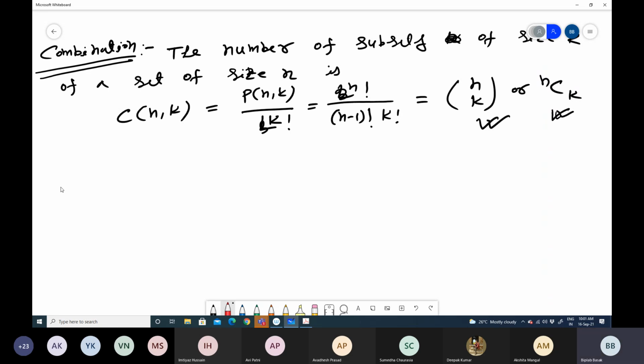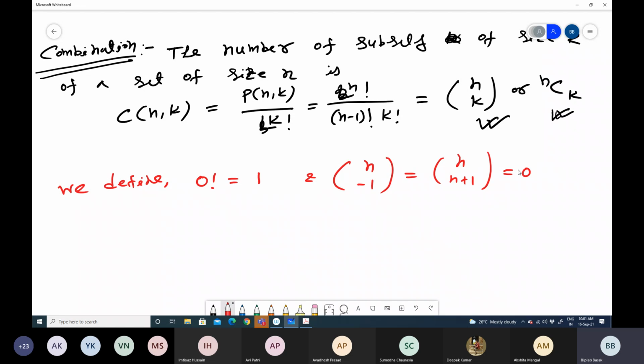So this is a definition that we make: 0 factorial is meaningless, but we define it as 1, and we define n choose minus 1 and n choose n plus 1 as 0. It is not coming from the formula, we just define that. And also you can note that C(n,0) is the same as C(n,n), and that is the same as 1.